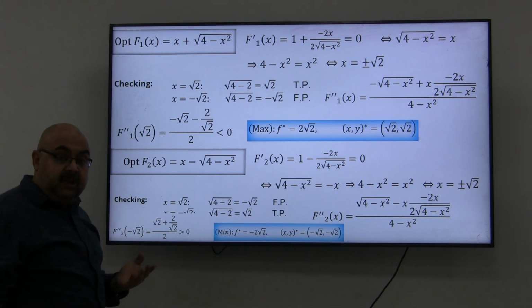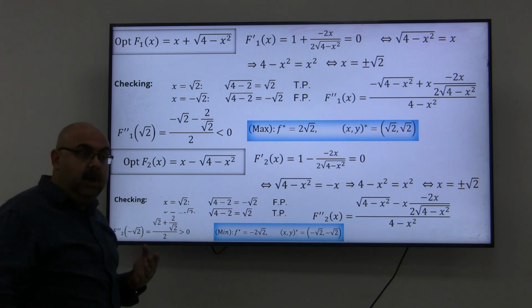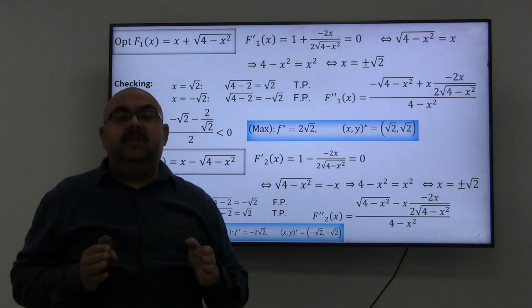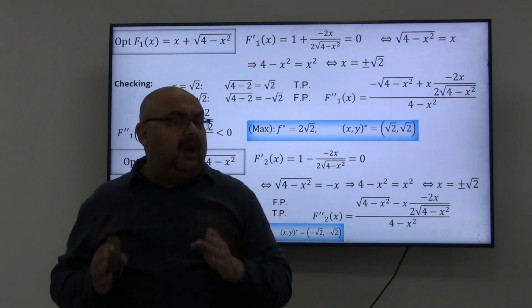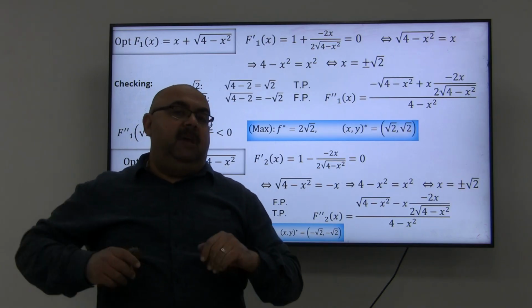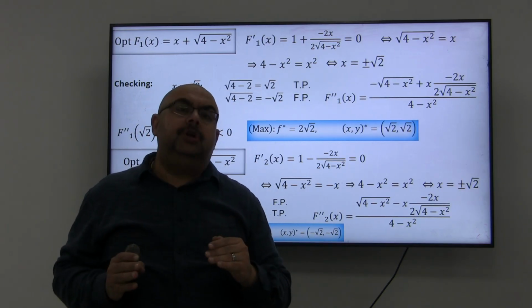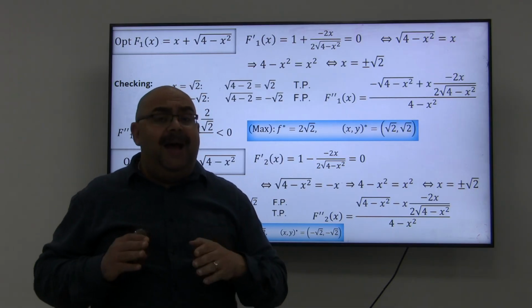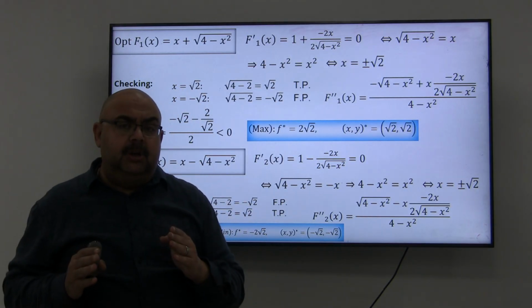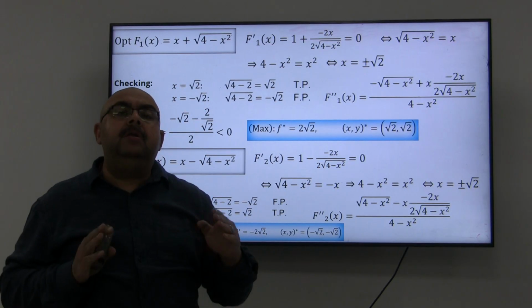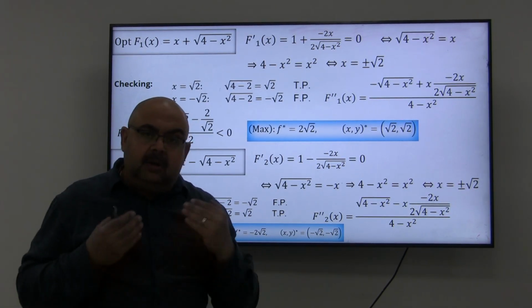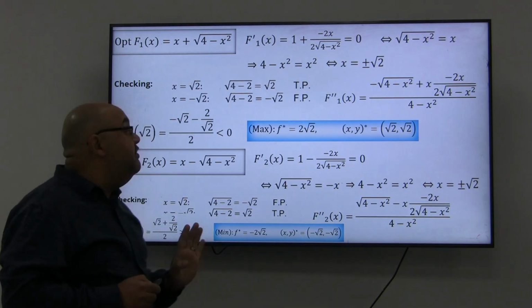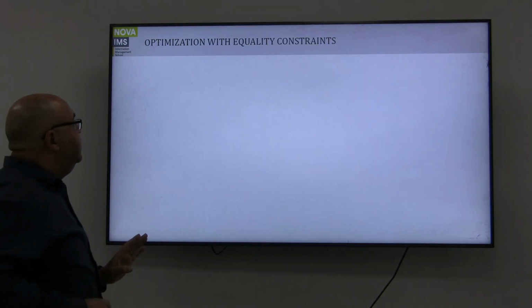So using this problem, if you remark, I started with the optimization problem with an equality constraint. Then, making the substitution, I changed it to an optimization problem, but unconstrained, with the use of calculus. As you can see, it's really very easy, it's not that tough.